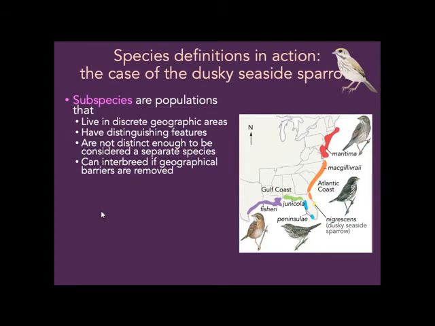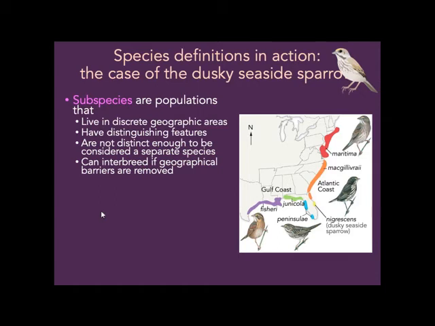Okay. Let's look at an actual case in which the different species definitions were used. This is the case of the dusky seaside sparrow. Very handsome bird. I'm going to talk about subspecies here. Subspecies are defined as populations that live in a discrete geographic area, meaning they live in just this one place. They have distinguishing features, right? So they look a little different, but they're not considered different enough to be a separate species.